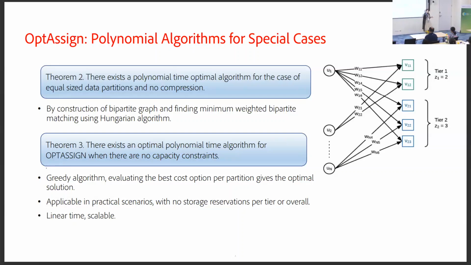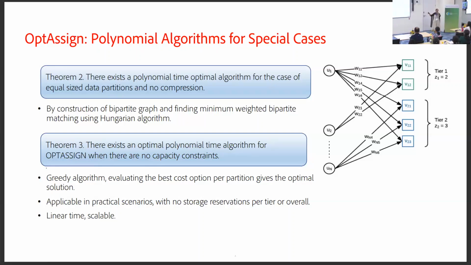The first one is, if you have equal size data partitions, and no compression that you want to apply on them, then you can actually model it as a bipartite graph and solve it using the Hungarian algorithm, which looks into finding the minimum weighted matching on that bipartite graph. Now, you might say, why is this an important case? There might be certain size constraints that your system administrator has imposed on the ingest pipelines, because of which your data will be ingested in certain equal size chunks. And therefore, this actually also becomes an important problem for enterprise to solve, and we can solve it pretty easily.